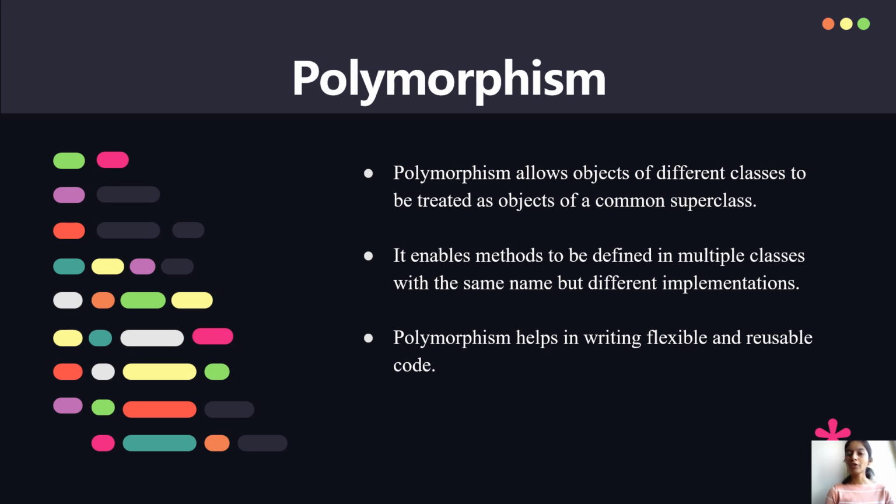Polymorphism. Polymorphism allows objects of different classes to be treated as objects of a common superclass. It enables a method to be defined in multiple classes with the same name but different implementations. Polymorphism helps in writing flexible and reusable code.